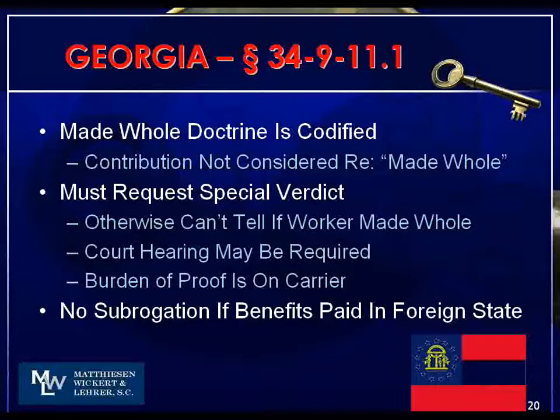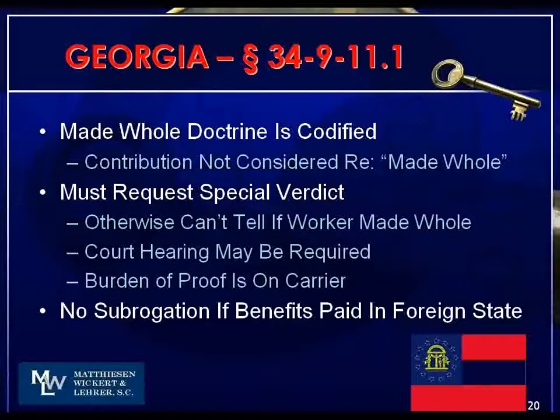In addition, in Georgia, there is no subrogation if the benefits are paid in a foreign state. This is important to remember. When you get a first notice of injury, let's say the injury is in Texas and it's a Georgia employer, and the worker calls you up, or the employer, and says, okay, we need to start benefits. We're going to do Georgia benefits or Texas benefits. Go with Georgia benefits. Because if the accident happens in Georgia, let's say, and the lawsuit's going to be filed in Georgia, you do not have subrogation rights if you pay Texas benefits.